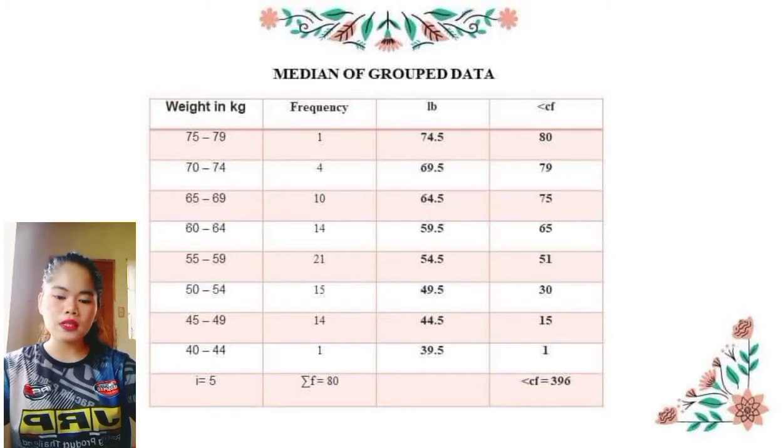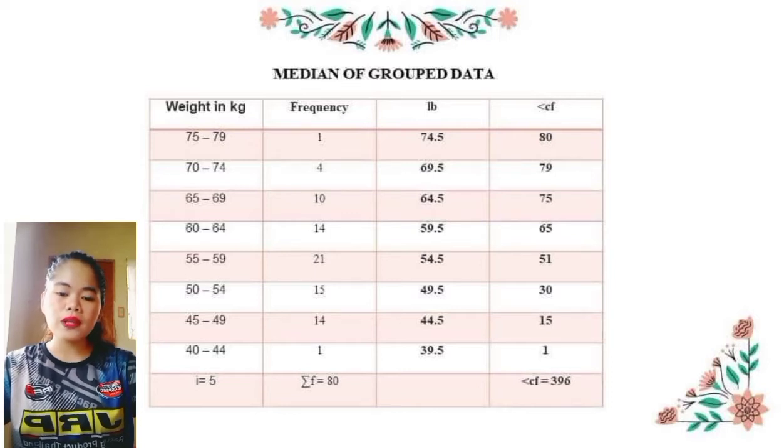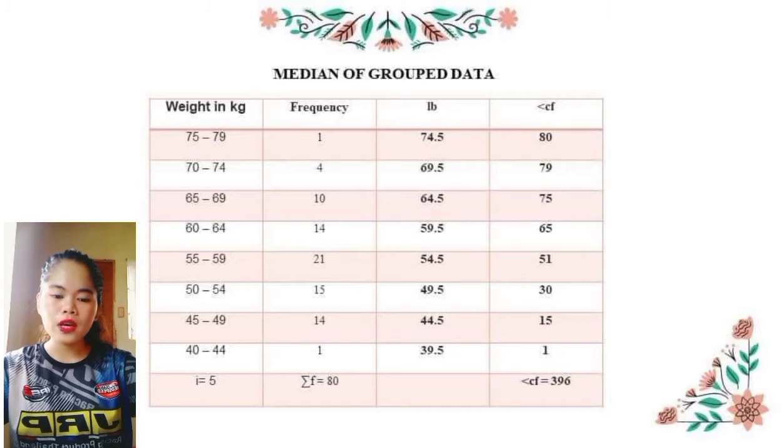15 plus 15 equals 30. 30 plus 21 equals 51. 51 plus 14 equals 65. 65 plus 10 equals 75. 75 plus 4 equals 79, and then 79 plus 1 equals 80.